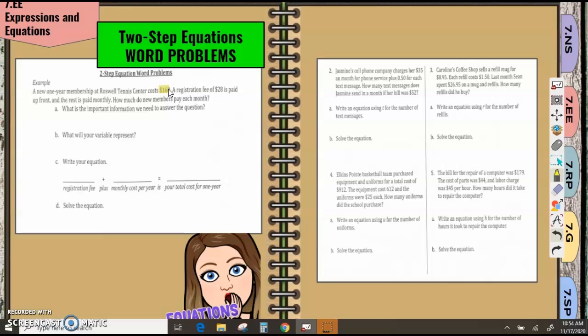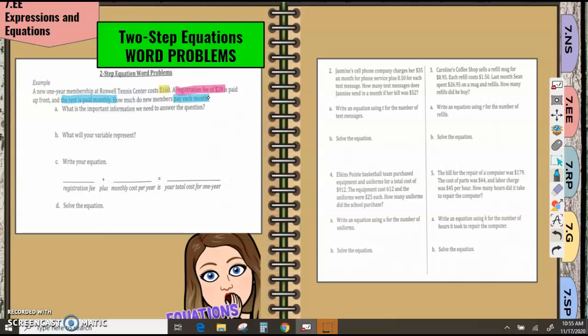So we know that 160 is what our equation is going to be equal to because that's the total they have to pay. We know that they have a registration fee of $28. Now, a registration fee you pay up front. You don't have to pay that every single month. You just pay that up front and then you're done. And then we're trying to figure out the rest is paid monthly. How much do members pay each month? So these are the important things that we are looking at in this problem.